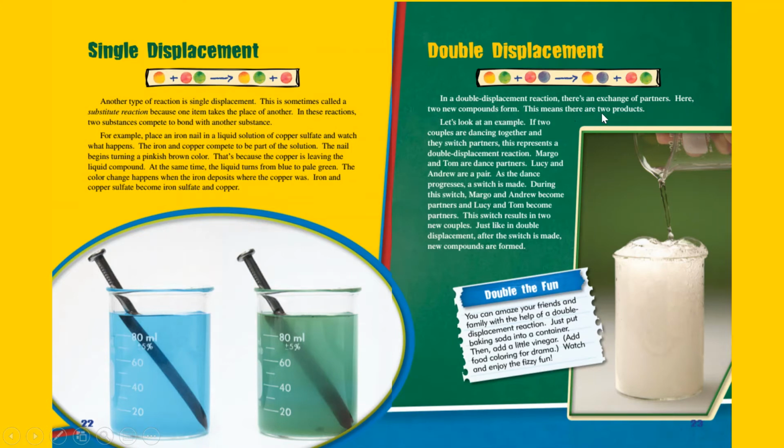This means there are two products. Let's look at an example. If two couples are dancing together and they switch partners, this represents a double displacement reaction.